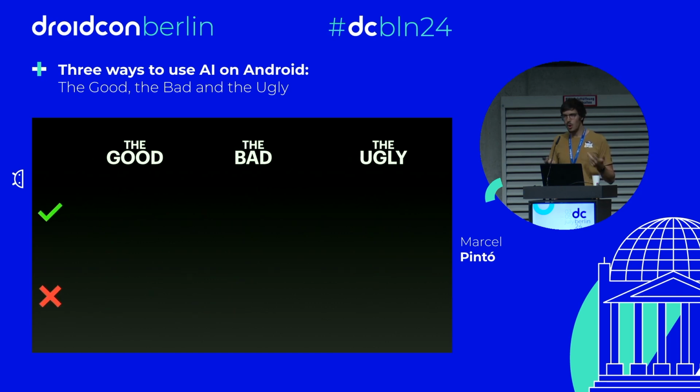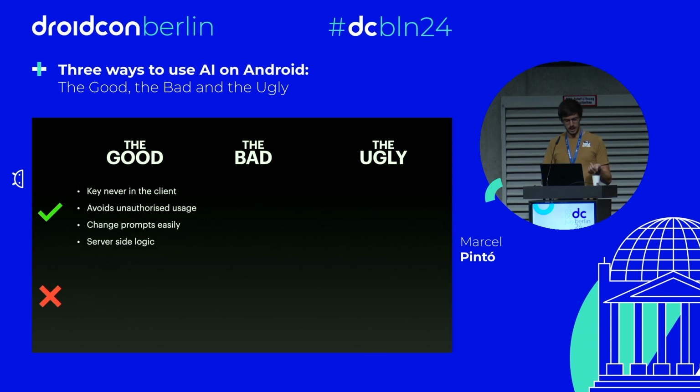So should you always use the good way? Well, not necessarily, right? There might be reasons to use any of those. But it's important to know the pros and cons of each of those. So with a good way, as you saw, the key never reaches the client, right? If you use a proxy server or something like this, it avoids unauthorized usage. It's easy to change the prompts because you have the control on the server, so you can do different testing on the prompts and so on.